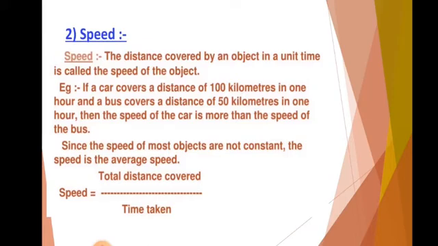Since the speed of most objects is not constant, the speed is taken as an average speed. So the formula of finding the speed will be total distance covered upon the time taken by this object.